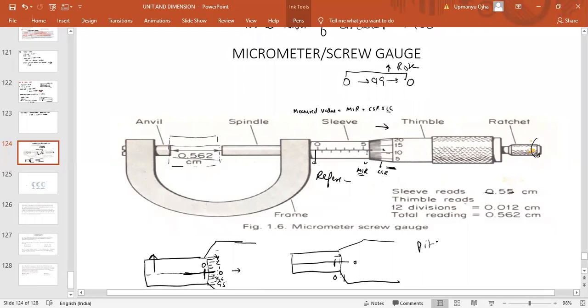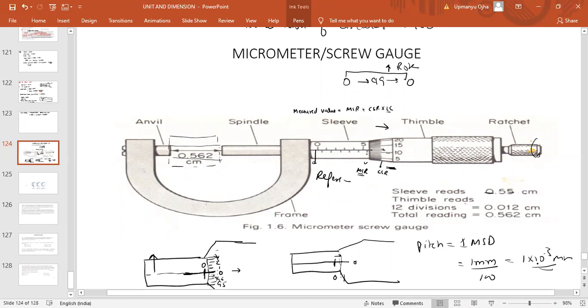Pitch is one main scale division, which will come as 1 millimeter divided by the number of divisions, which is 100. So which will come as how much? 1 into 10 to the power minus 3 millimeter is the pitch of the instrument. So in this way we can find the pitch. I think you understand what is pitch. Pitch is how much the circular scale has displaced on the main scale after one complete rotation. If you rotate the circular scale one time, how much it has displaced on the right hand side, that is the pitch divided by number of divisions.